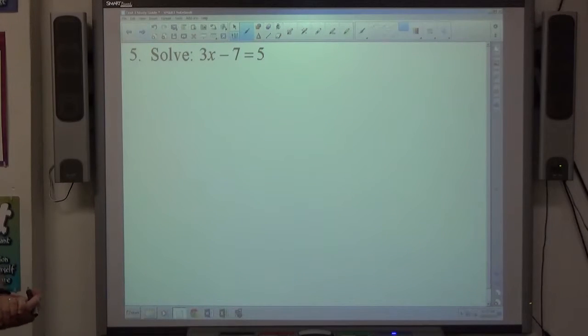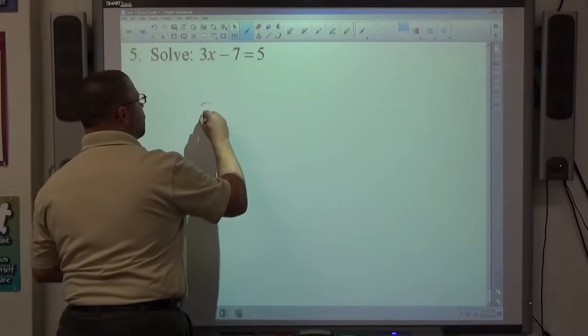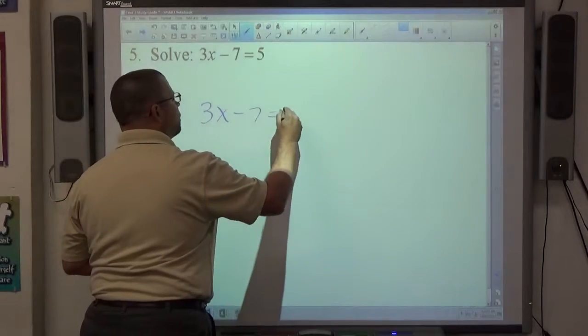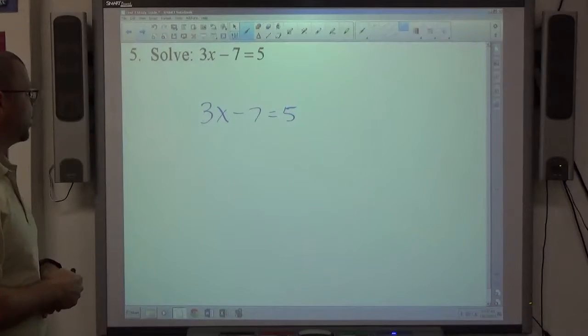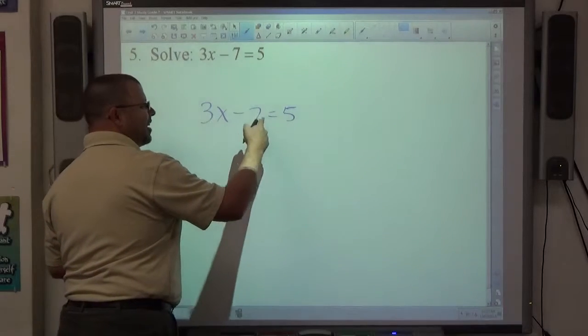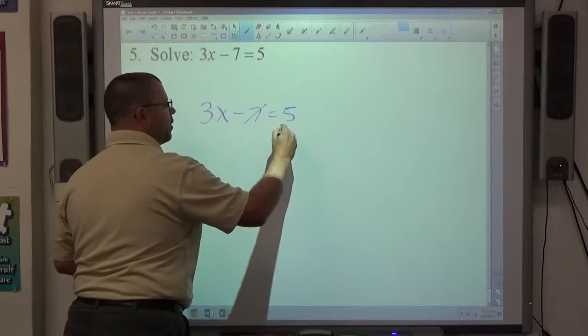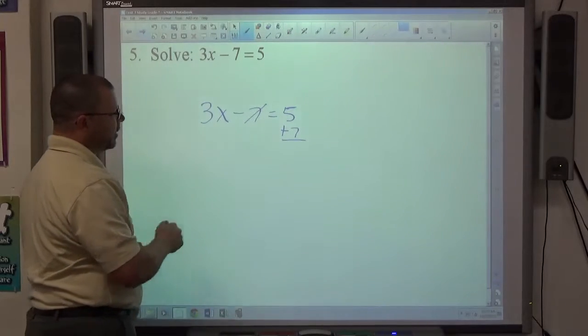Number 5, solving equations. We've gotten much more complicated equations than this recently, so hopefully this should be pretty straightforward. If I have 3x minus 7 equals 5, my goal here, since everything's simplified as much as possible already, is to get x isolated from the numbers. This has an x, this doesn't, so I'm going to move the 7 over to this side, remembering when we move across the equal sign, we change the sign.